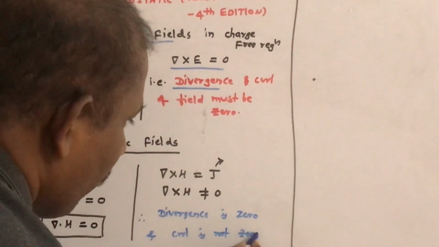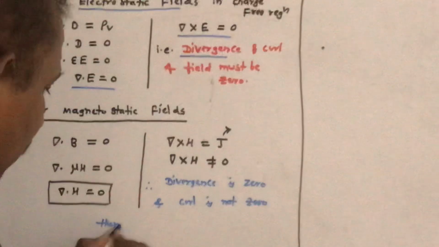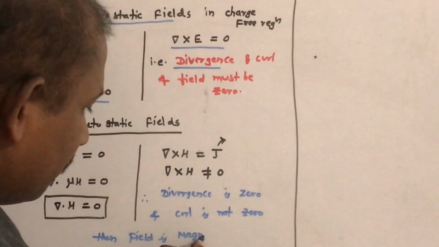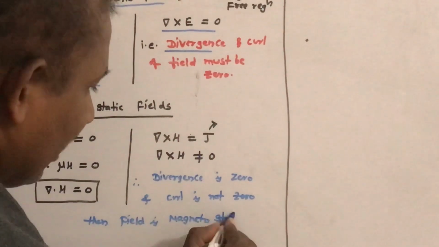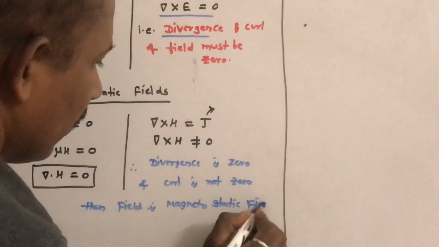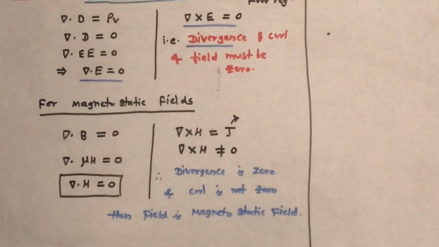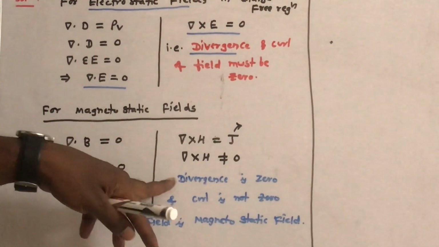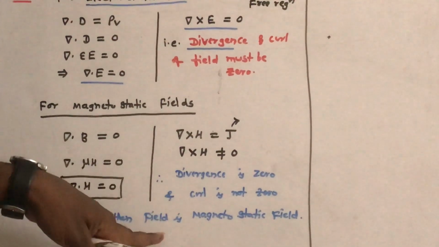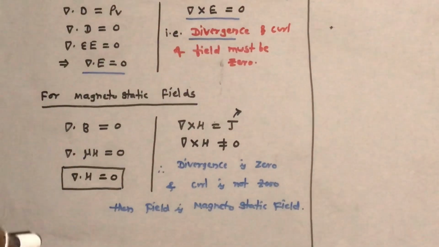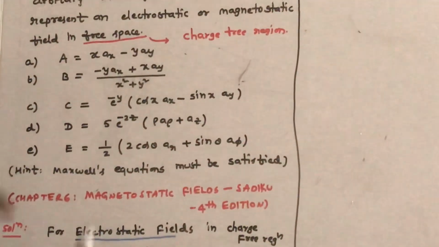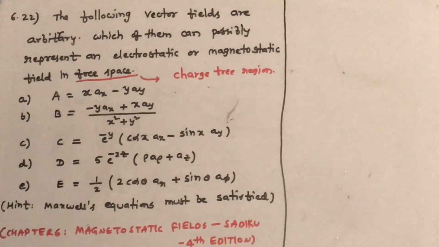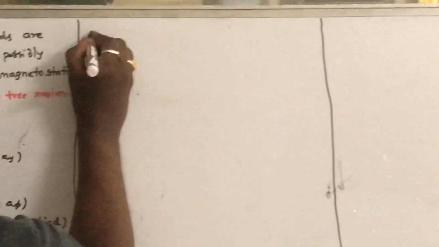Then the field is a magnetostatic field. This is what we have to prove in this question. If divergence and curl both are 0, it is an electrostatic field. If the divergence is 0 and the curl is not equal to 0, then it is a magnetostatic field. Let us check each one. Take the divergence and curl of each one and see the answers one by one. So let us take the first one.